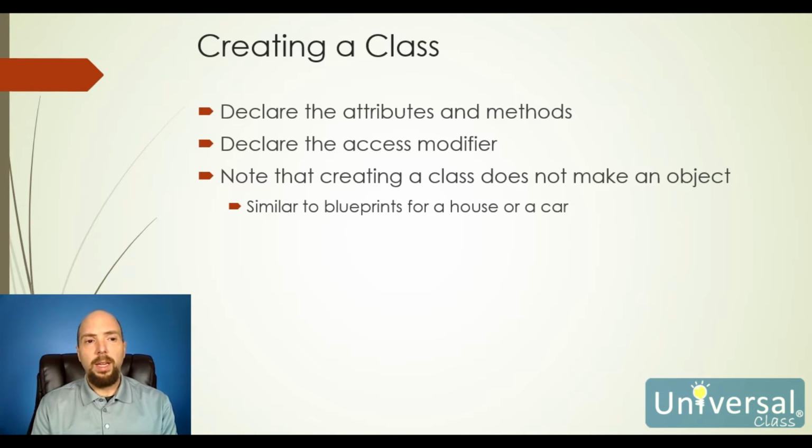When we create a class, we need to declare the attributes and the methods. So the attributes are going to be things like variables. A class is kind of like a blueprint. Now, I could have a class of objects that are things called automobiles, but I didn't actually make an automobile. I just simply made the blueprint for one. Or I can have a class of objects called houses. And once again, I didn't actually create a house, I just created a blueprint for it.